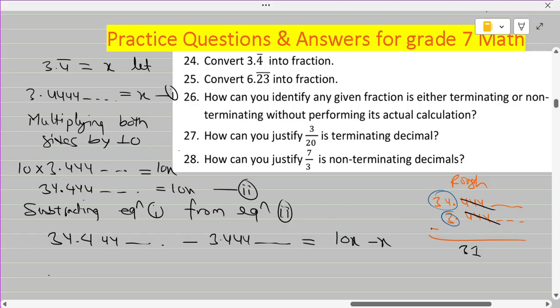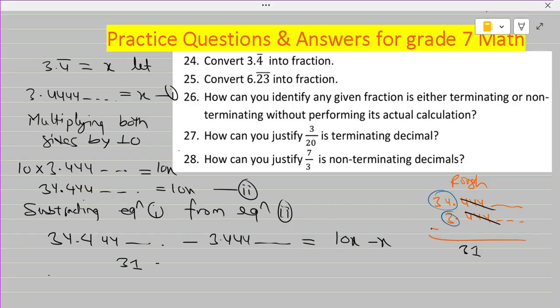So we get 31, and that is equal to 9x. So 31 divided by 9 is equal to x, so done. Therefore 3.4 bar is equal to 31 divided by 9. So I hope I made it clear with this number 24.